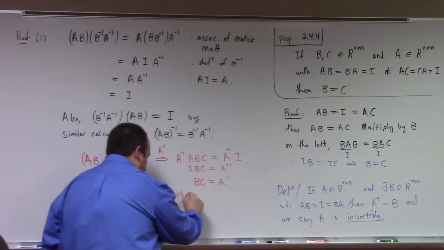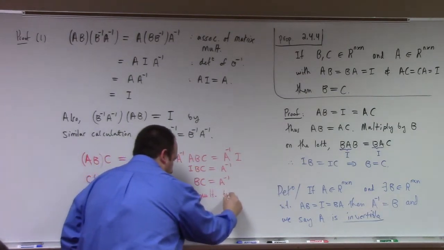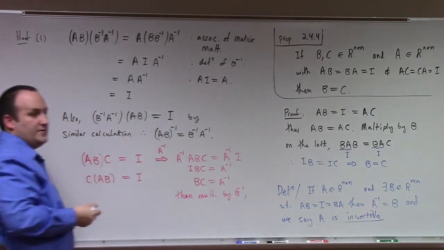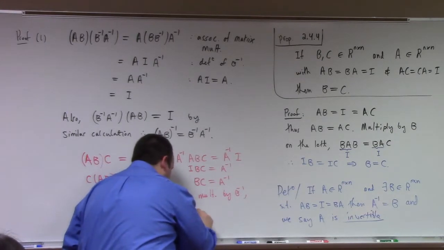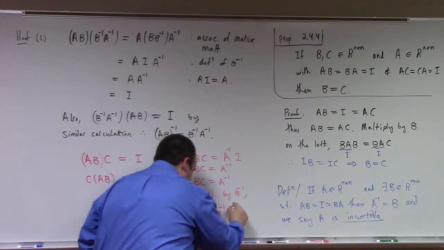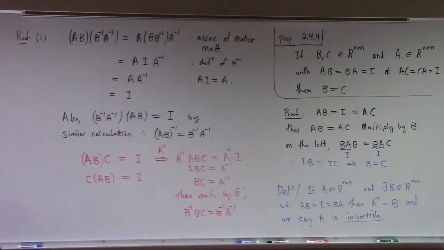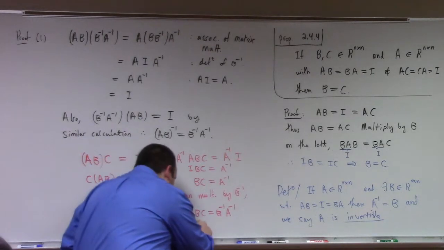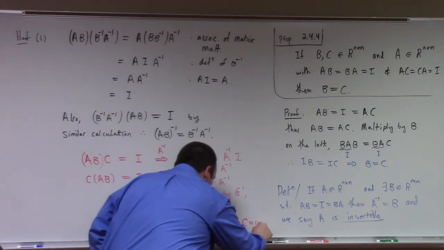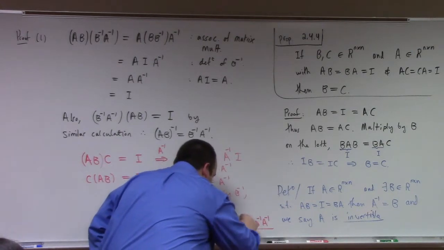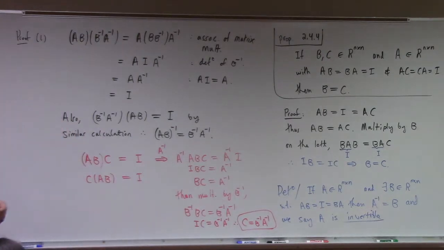Then what? Multiply by B inverse on the left again. What does that tell us? We get B inverse BC is equal to B inverse A inverse. But B inverse B is the identity matrix, right? Therefore, C is equal to B inverse A inverse is a pretty good guess. Now that does not prove, right? That does not prove that C is equal to the product of B inverse A inverse.